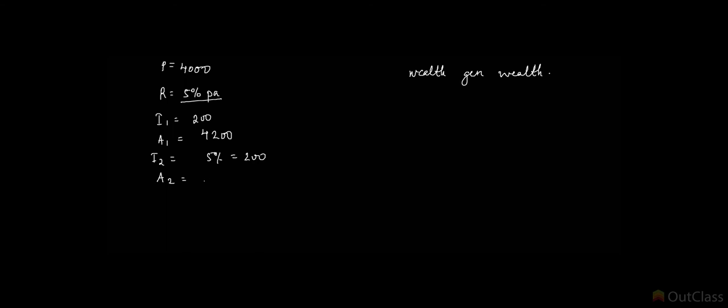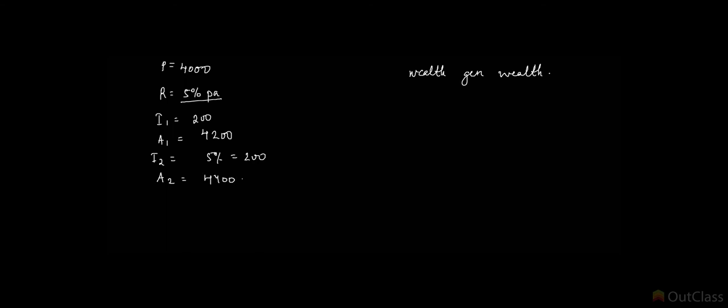Now the basic idea is that wealth generates wealth, right? And it generates a certain fraction of it, and that fraction is 5% every year. So the interest generated in the first year is 5% of 4,000, which is 200. We already saw this 200, right? So the amount at the end of 1 year will be 4,200. But in the second year also, this principal of 4,000 is sitting there and it is again generating 5%, right? So that 5% is again 200, and the amount at the end of 2 years is now 4,400.